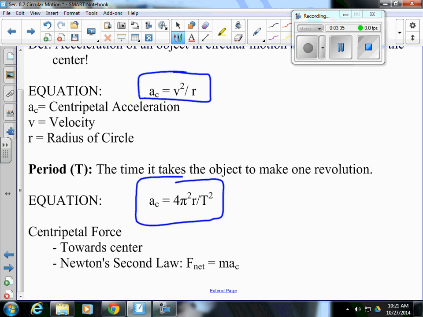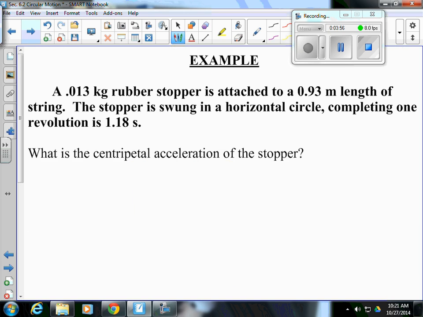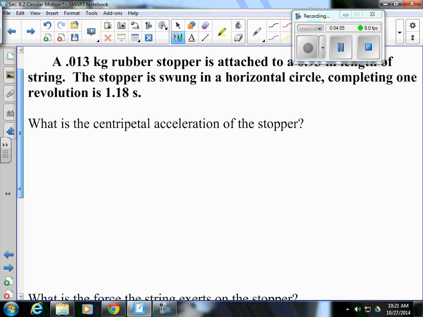Now if we take centripetal acceleration, we're able to figure out the force of centripetal motion or circular motion, and the net force is equal to m times a. When you're figuring out the force of an object moving in a circle, you're just using m times a, except your acceleration is going to be your centripetal acceleration. So if we take that and look at a problem, we can go ahead and do a problem dealing with centripetal acceleration. We have 2 questions to answer here.